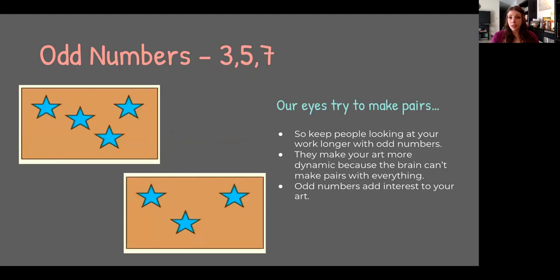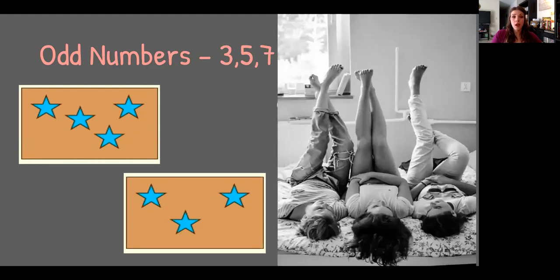All right, so the first thing you want to remember is that odd numbers are always better. Our eyes try to make pairs. So if you put an even number of things in an image or composition, then the eye gets bored quickly because it pairs everything up. If you have an odd number of elements, then the eye is constantly switching back and forth between different things, trying to make a pair, but it can't. So it adds more visual interest to your art, which is always your goal.